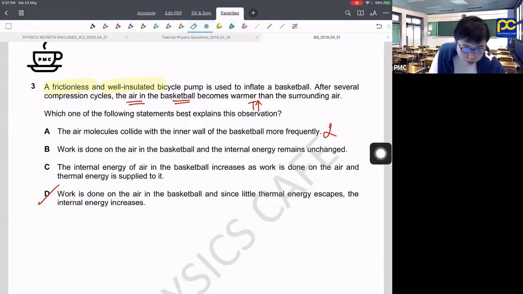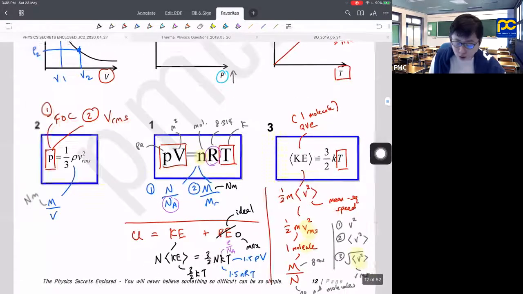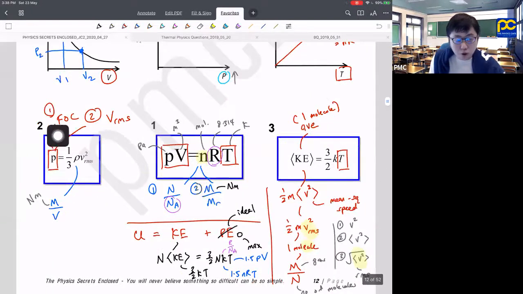If I look at the mind map, I will disagree with you because the pressure depends on two things, the frequency of collision and the speed. I do agree with you partially. If the temperature increases, the speed will be faster, and the faster speed will cause the pressure to increase. But I disagree with you when you say that the pressure increase must be due to the temperature. The pressure actually can go up if you have a higher frequency of collision.